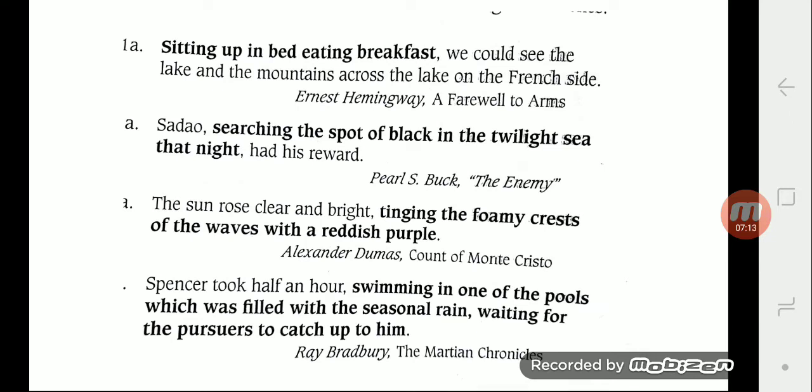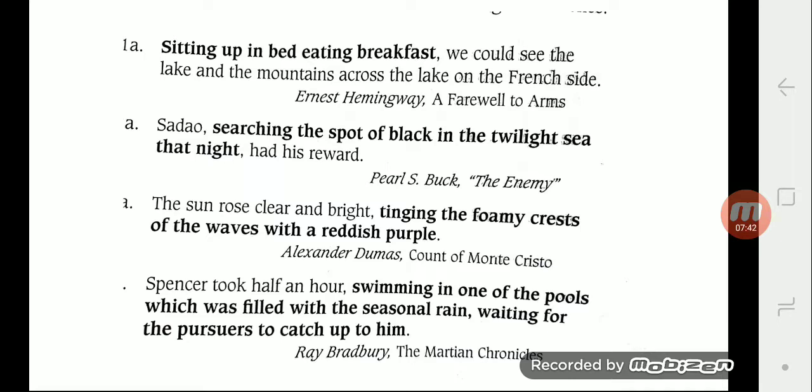Sitting up in bed eating breakfast, we could see the lake and mountains across the lake on the French side. Sado, searching the spot of black in the twilight sea that night, had his reward. The sun rose clear and bright, tinging the foamy crests of the waves with a reddish purple. Spencer took half an hour, swimming in one of the pools which was filled with the seasonal rain, waiting for the pursuers to catch up to him.